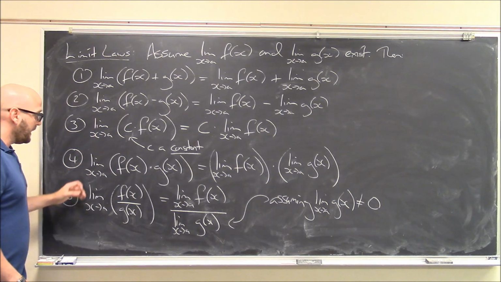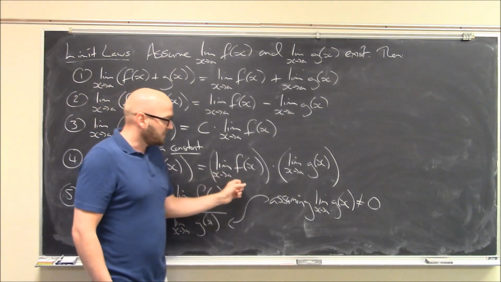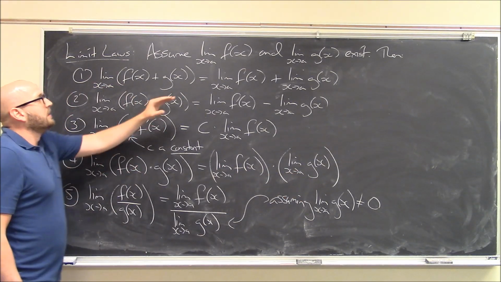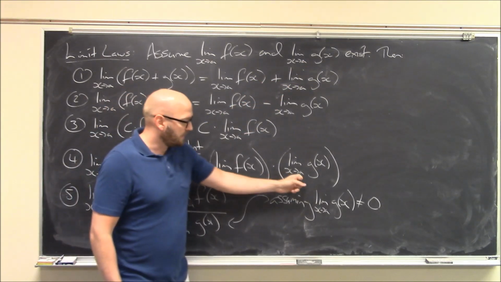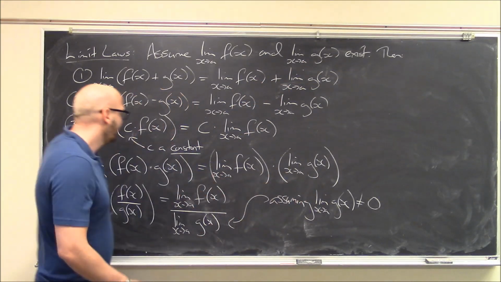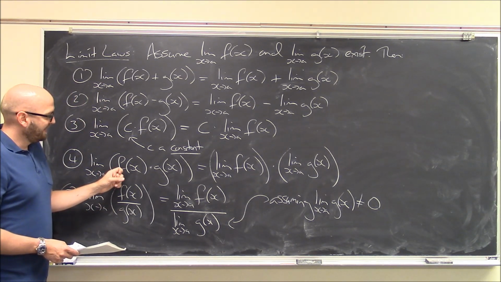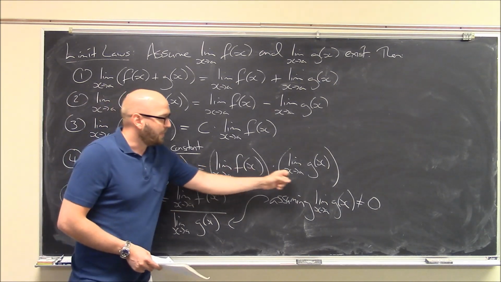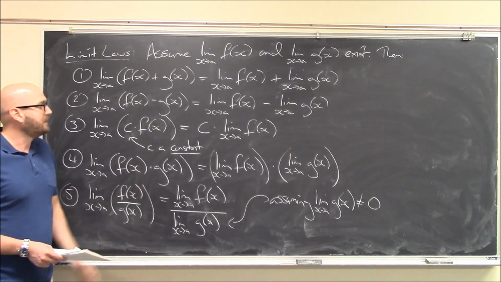Similarly, 4 and 5. Property 4 says if you have a limit of a product, f of x times g of x, then you can break this into a product of limits. I want to remind you that these properties require that these individual limits actually exist. So these two limits have to exist in and of themselves. It's quite possible that you break it up and find that one of these pieces doesn't exist, but the original limit did. So you have to be careful.